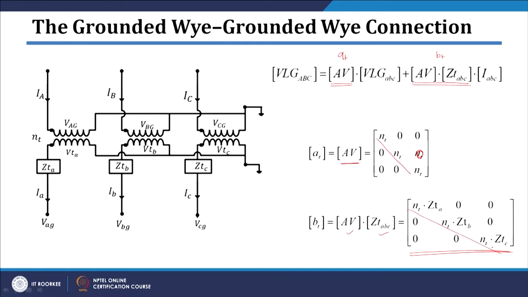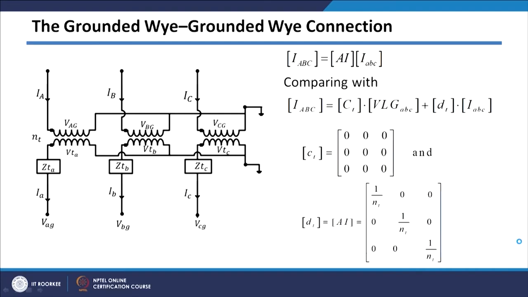So, in that case your B matrix will be just diagonal matrix of turns ratio multiplied by your impedances of this one, and many times as I told you impedances of all the 3 transformers are the same, then in that case the entries will come out of the matrix, and then there will be 1 1 1 here, and then I can take NT into ZT common out if the impedances are same, and in that case it will be unity matrix. So, these are AT and BT parameter. Let us see how we can get C parameter and D parameter.